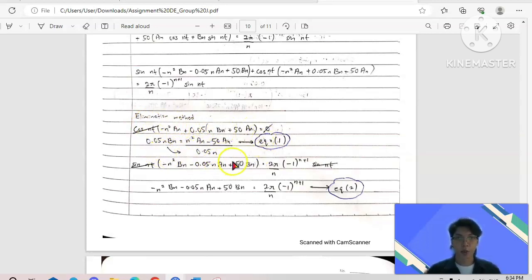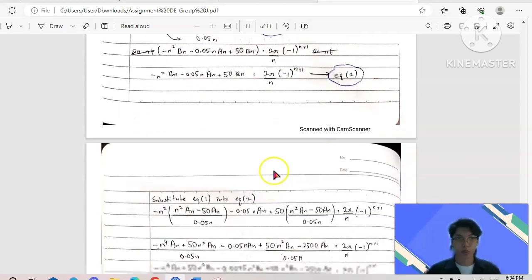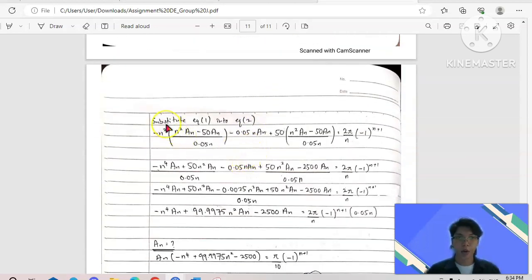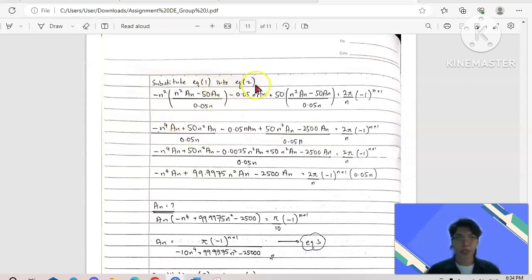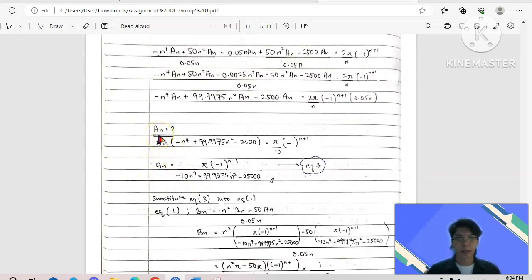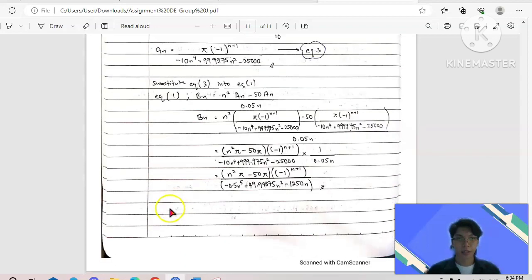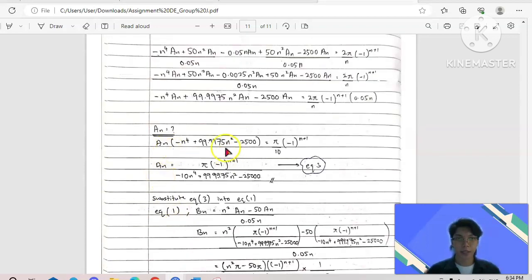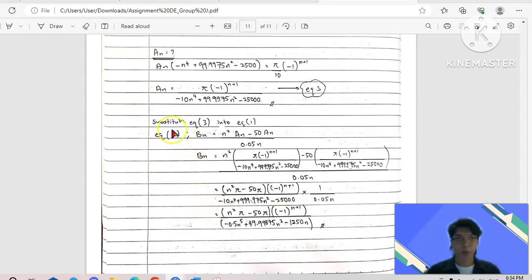We get equation 1 and we get equation 2, and then we need to substitute equation 1 into 2. We get the answer like this, and we need to get the answer as AN and BN. AN, we go like this, becomes equation 3, and then we need to substitute again equation 3 into equation 1 to get BN. That's all from me.